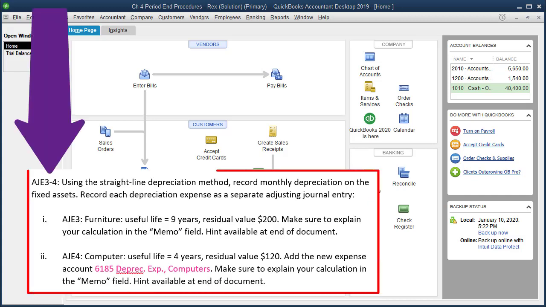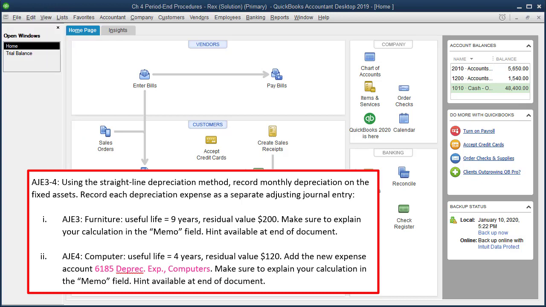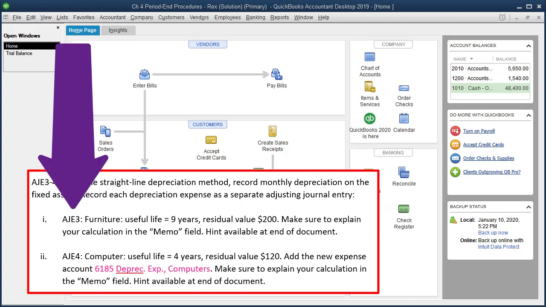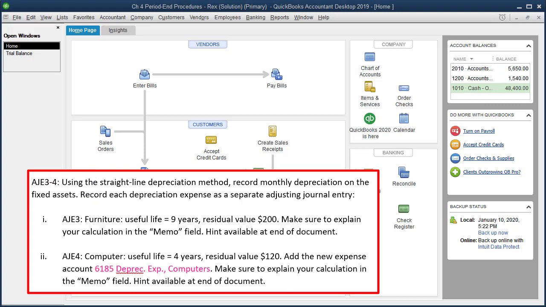Next step, adjusting journal entries 3 and 4 using the straight line depreciation method. Record monthly depreciation on the fixed assets. Record each depreciation expense as a separate adjusting journal entry. So for adjusting journal entry 3, we need to calculate the depreciation for furniture.